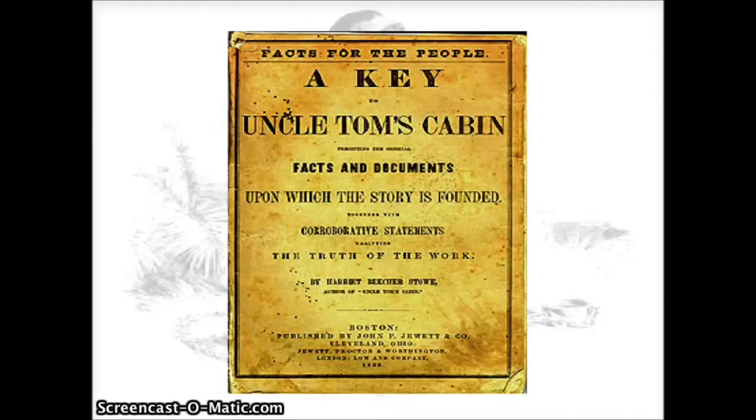In response to these criticisms, Stowe published A Key to Uncle Tom's Cabin, where she documented the truth about slavery and how Uncle Tom's Cabin came to be the novel. This book was also a success. Many people, including politicians, became opposed to slavery. The mixture of concerns for the welfare of slaves and regional conflicts between the North and South started a 4-year war where one part of the country was against the other.